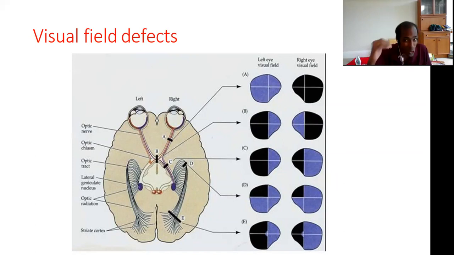Now you can actually differentiate these three as well, but as an undergraduate medical student, you don't need to know how to do that. Where is the lesion in a homonymous hemianopia? The only answer that you have to give is that it is distal to the optic chiasma. It could be in the tract, optic radiation, or in the occipital cortex.